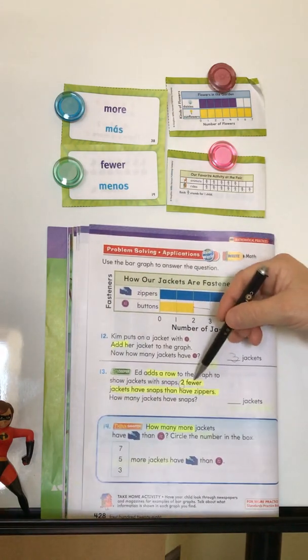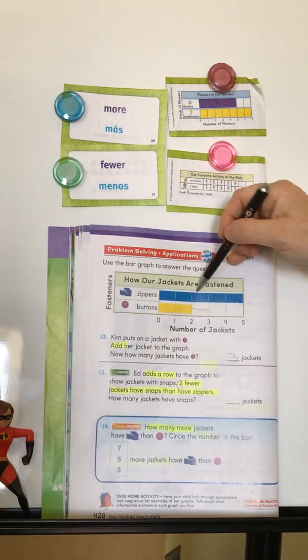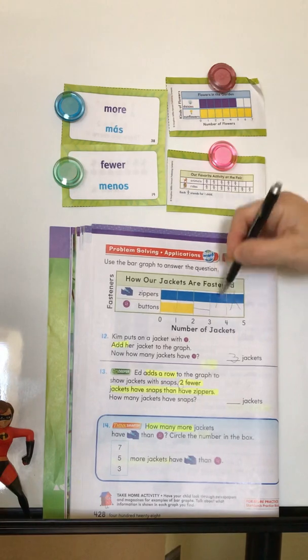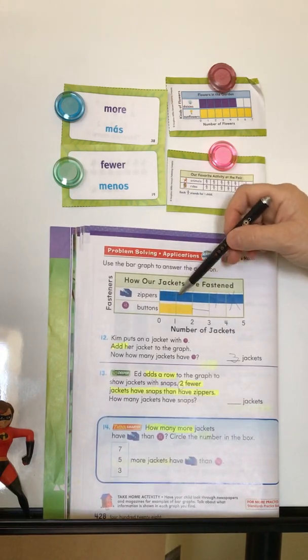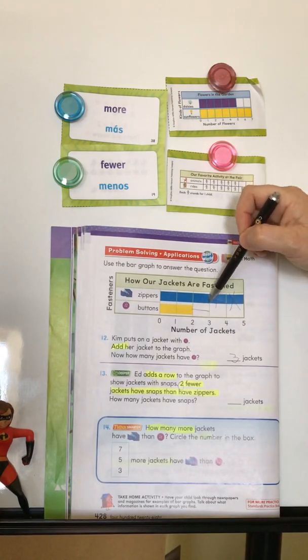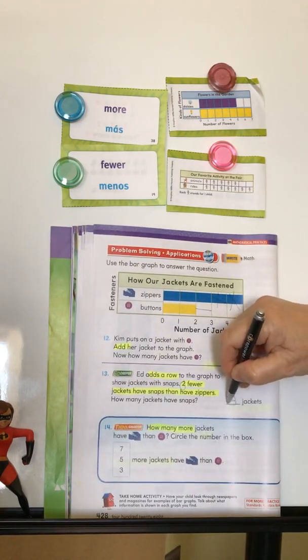If I go to my zippers, and it's going to be 2 fewer, so that's take away. If I take away 2, that means there would be 1, 2, 3. So the snaps will have 3 jackets with snaps.